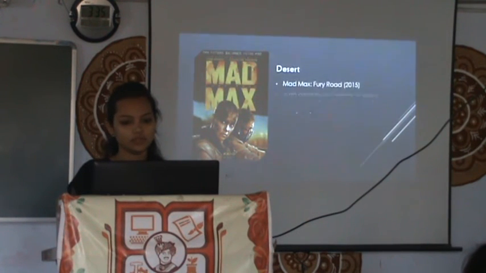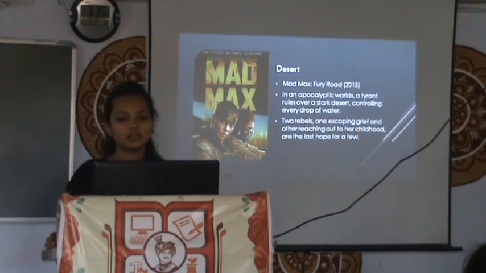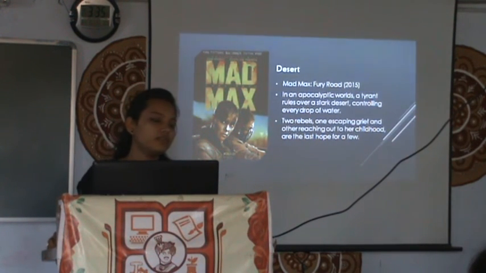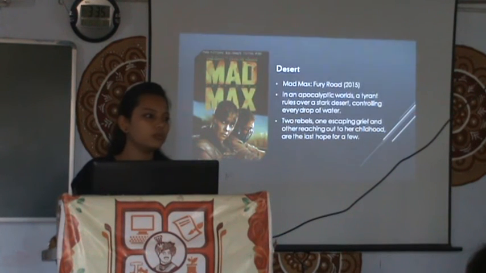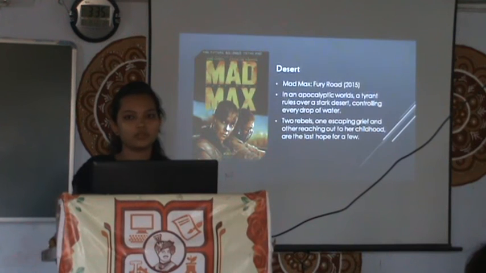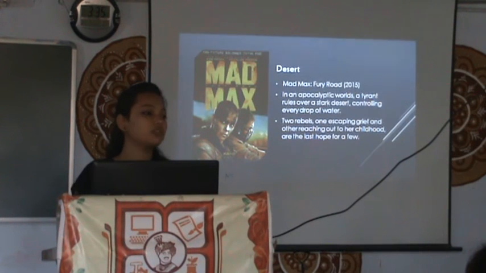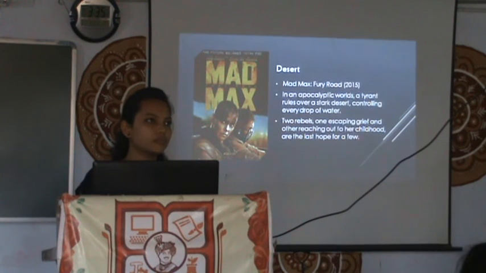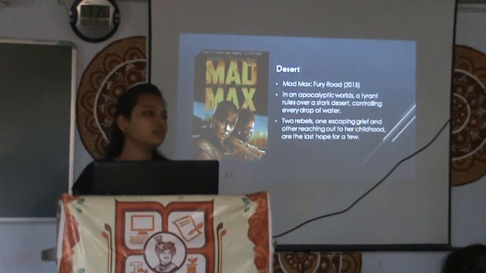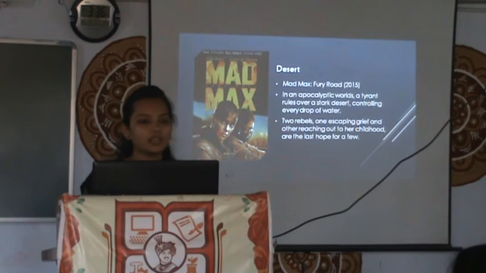Desert. The movie Mad Max: Fury Road, in which mankind is affected by a hydrogen bomb, and after that they lost their mind power. They cannot think about anything. Two men, one woman and one man, try to escape. Here, the master was controlling every drop of water. He was not giving water to his people, and because of that, people obey this master. So let's have a look.